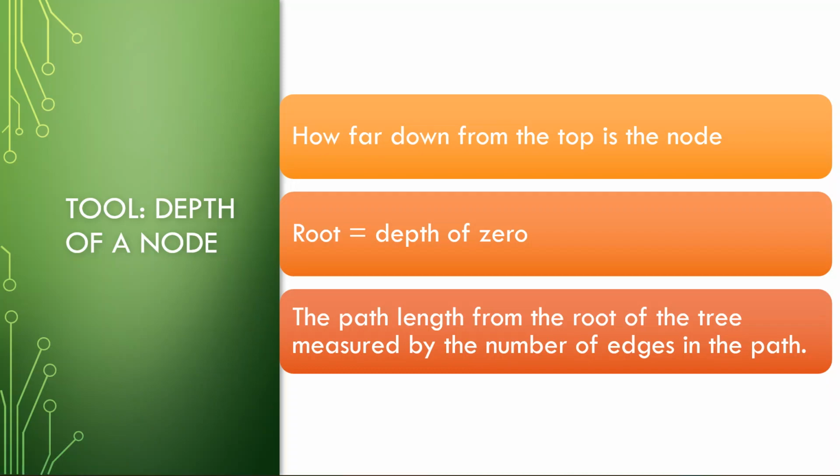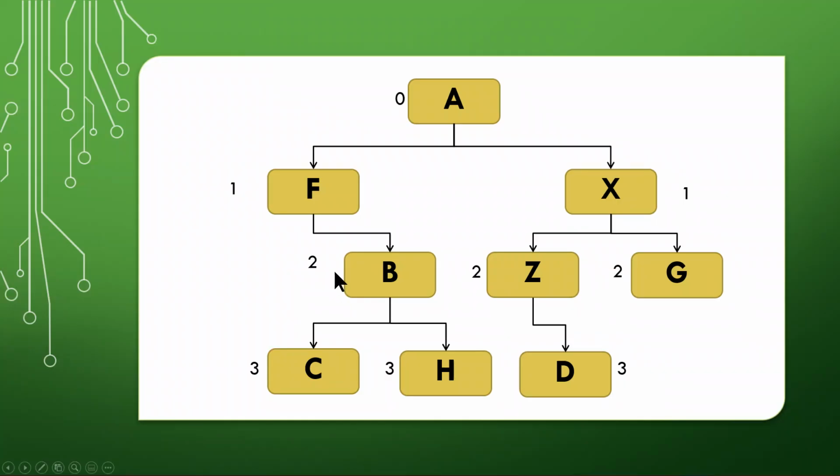Other tools you can start having are things like the depth of a node. So how far down from the top the node is. So the root is at 0. And it's the path length from the root of the tree, measured by the number of edges in that path. And so remember the path is the edges and the nodes from one node to another one. And the depth, when you think of this, is more like, okay, if we're going from the top and you're going down to a node, how far away from the actual root is this?